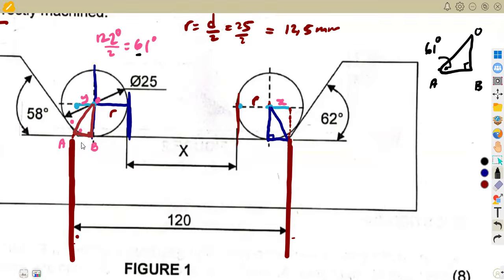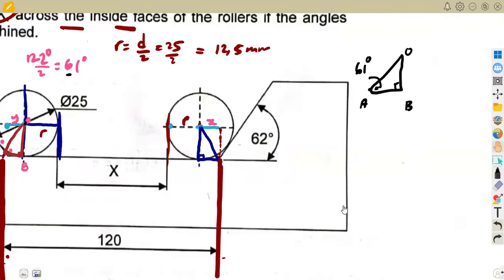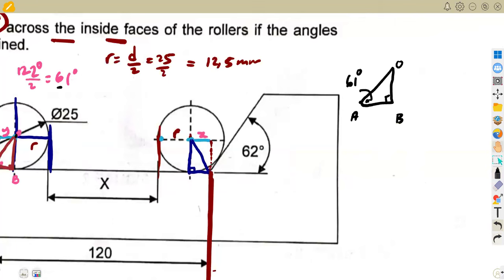So if you check, we are able to calculate AB. Why? Because we know that from this point O to B is the radius. From the center to the end of the circle, that's a radius. So OB representing the radius, and the radius is 12.5. So we have OB, which is 12.5. So we are able to calculate AB from there.